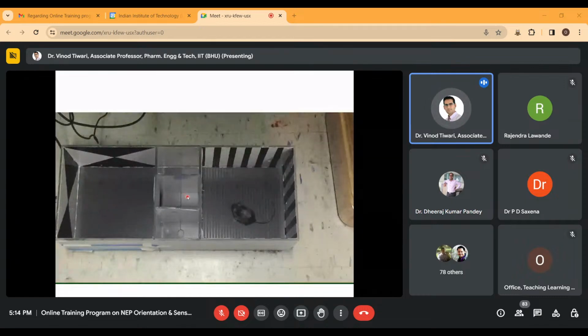So this is the basic instinct. When you place the animal in the corridor, they will move all around the chambers, from one chamber to another chamber. You can see this is different in terms of visual cues. This is also different in terms of tactile cues.